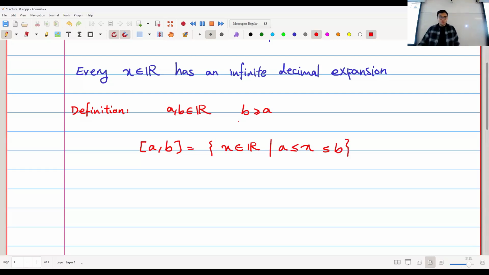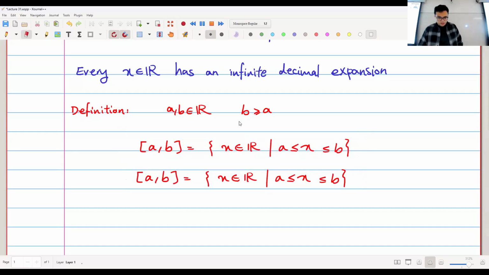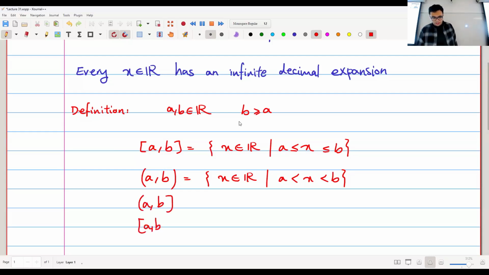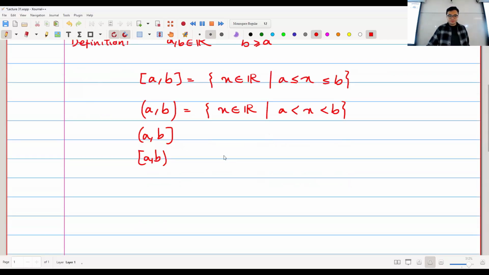Super easy. And of course, I have the notation that you have all seen before. If I don't use brackets, if I use parentheses, then it means that it doesn't include A and B itself. So it's like A less than X less than B. And then I can have the other variants with mixed brackets and so on. These are all quite easy to define. And I'm too lazy to write it. So these are our definitions.